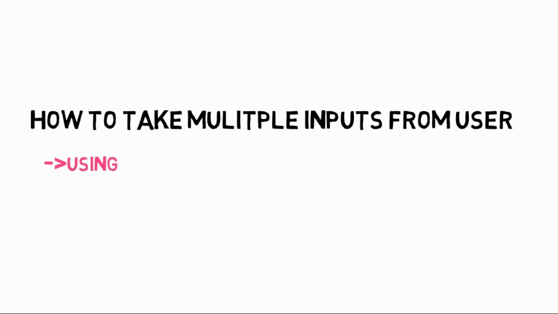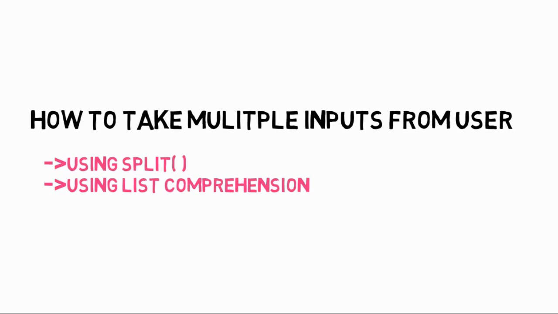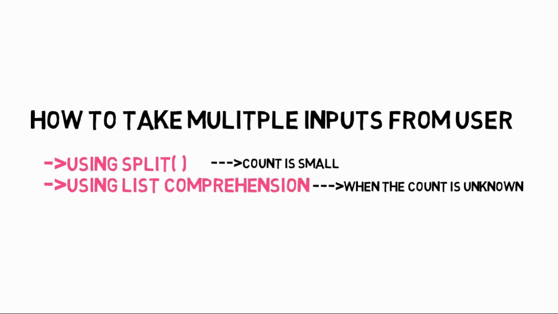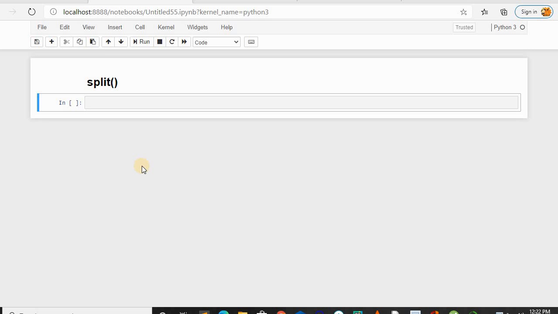Now let's see how to take multiple input from the user. Using these two methods, we can take multiple input from the user. We will be using the split function when the count is small, and whenever the count is unknown, we will be using the list comprehension method to take multiple input from the user. Let's see an example of how to take multiple input from the user. The split method is used when the count is known, and the count may be 4 or up to 5. We can use this method to take input from the user.